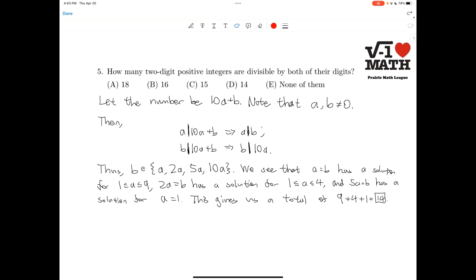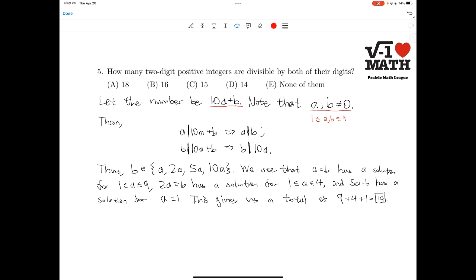So for this question, let the digits be a and b, so let the number be 10a plus b. Now notice that a and b cannot be equal to 0 because divisibility would fall apart in that case. So we only consider 1 less than or equal to a, b, less than or equal to 9.